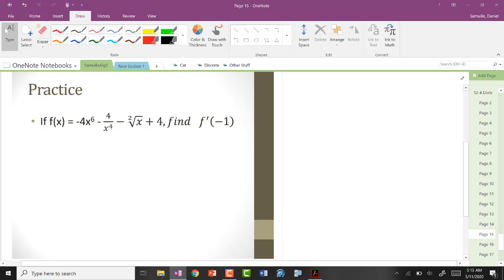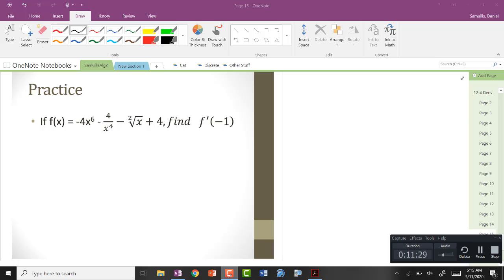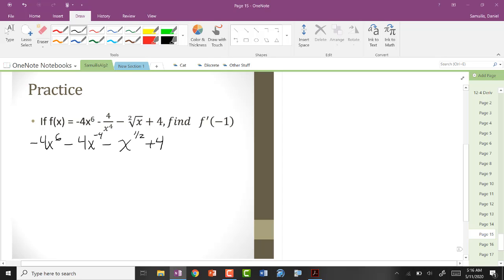Okay, finding the slope at negative 1. So let's find the derivative first. If you want to go ahead and pause it and find your answer, I'm going to pause it as well for myself, work out the answer, and then you can check it with mine. Take a moment to do this problem. Maybe check to make sure that you converted correctly first of all.